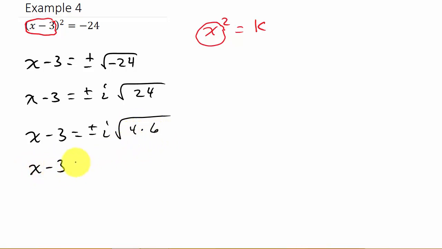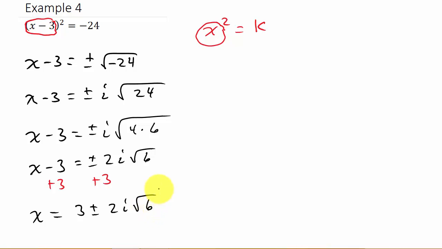So x minus 3 is equal to plus or minus. The square root of 4 is 2, so that's 2i square root of 6. And then I need to add the 3 to both sides. And so I get x is equal to 3 plus or minus 2i square root of 6. And this would be my answer.